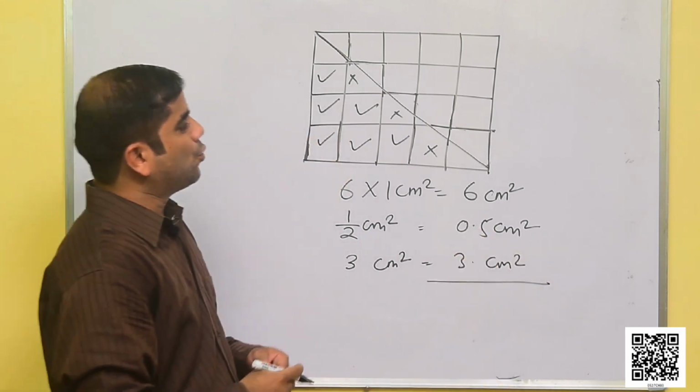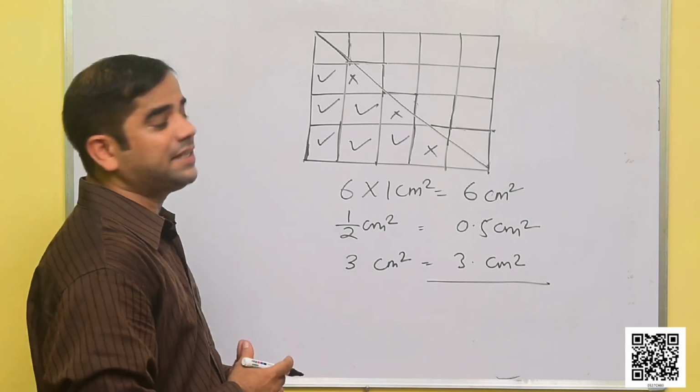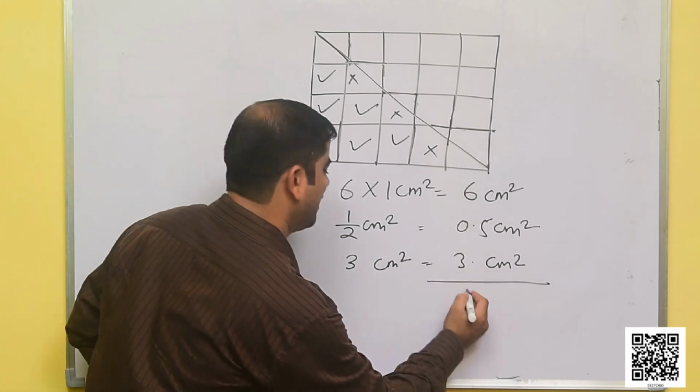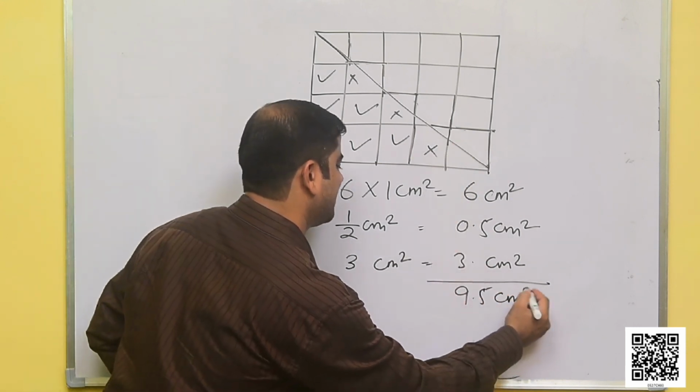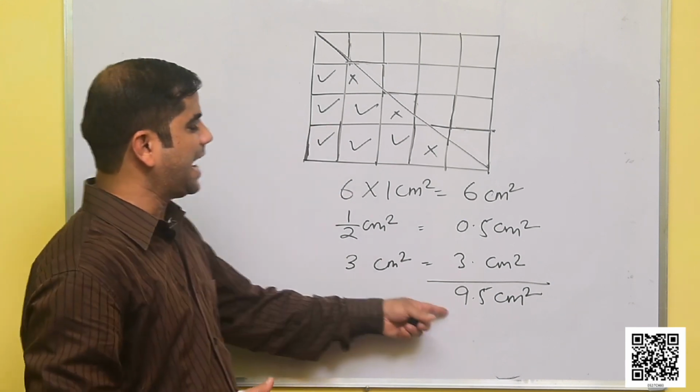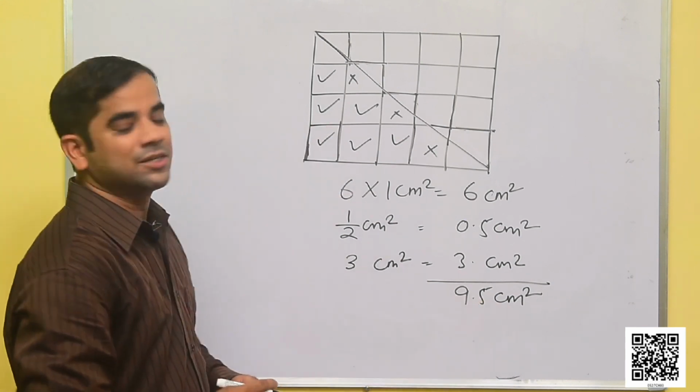Okay. So what should be the area of this triangle now? 6 plus 3, 9.5 centimeter square. So the area of this triangle is 9.5 centimeter square.